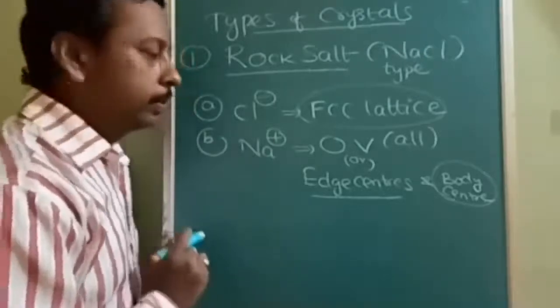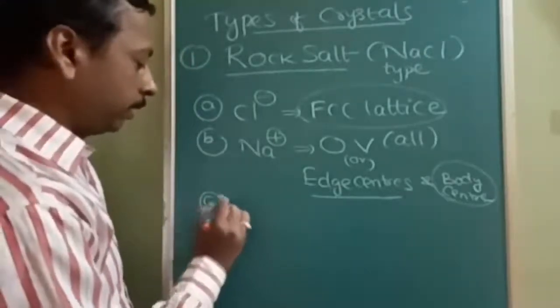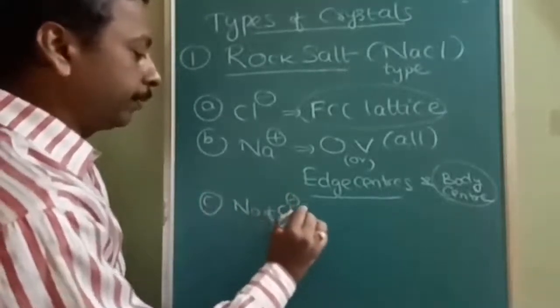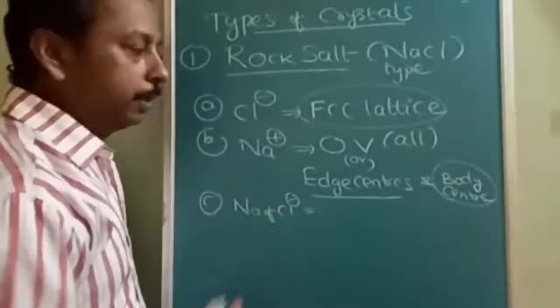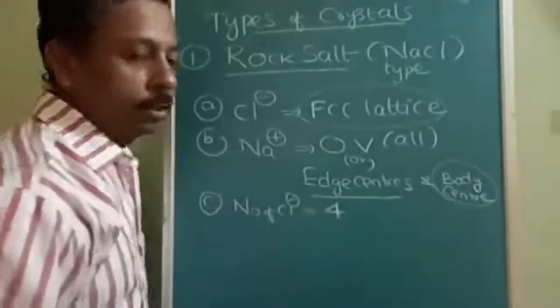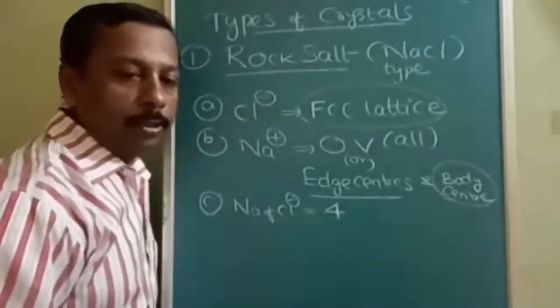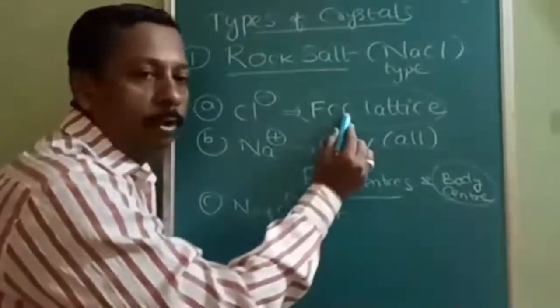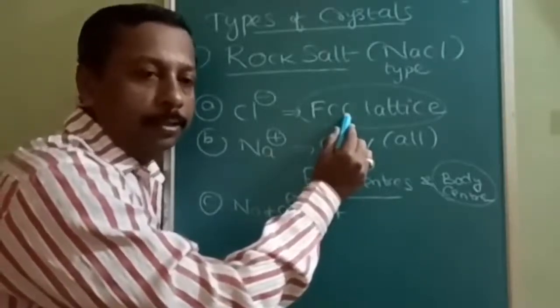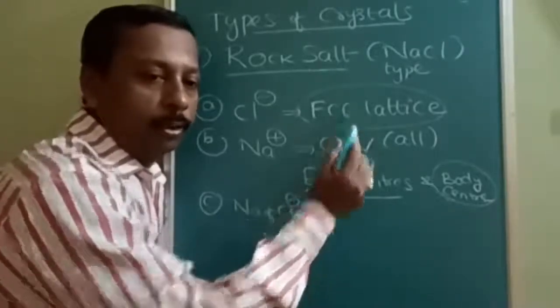The next point they may ask is the number of Cl minus. Since it is an FCC lattice, what will be the answer? 4. Because you already know FCC means 8 into 1 by 8 plus 6 into 1 by 2. So you will get 4.